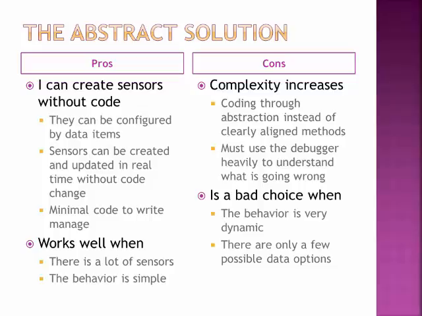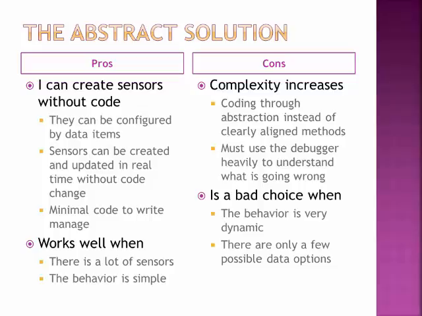So it works well if there's a lot of different sensors in this case, and the behavior is very simple as sensors. I don't have customized behavior. It's just different ways of storing data. The con of that is it increases the complexity. Now I'm coding abstractly something I don't get to see in code. I can only see at runtime when the data gets loaded up.